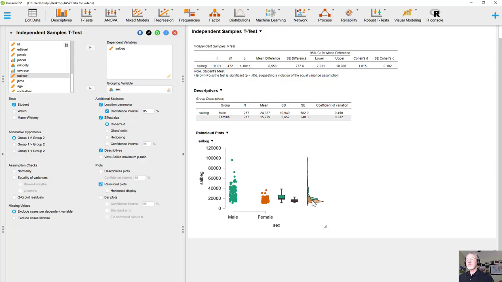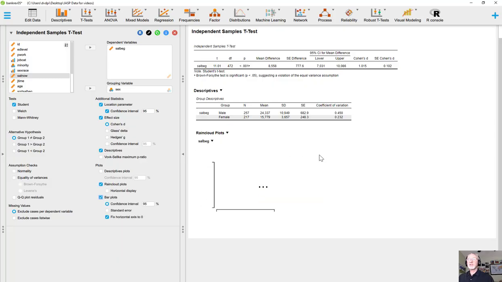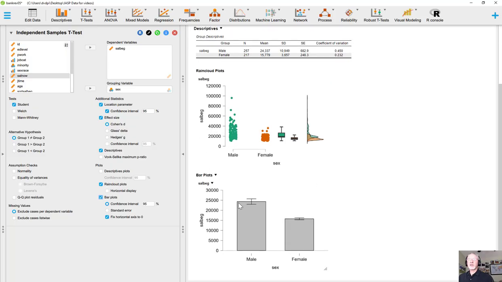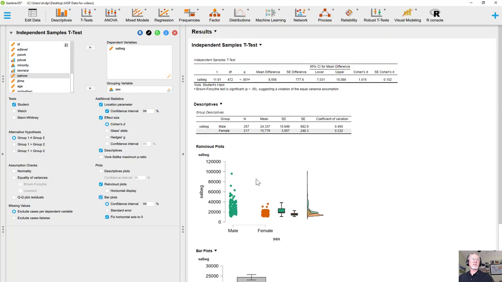And we can see that the distribution does not look normal. The male salaries are very spread out compared to the female salaries. Can do bar plots. And here we see our estimate of the male salaries is around $25,000, somewhere in that standard error, and the females is somewhere in the $15,000 range. Okay, so that gives us some visuals for what we're finding.